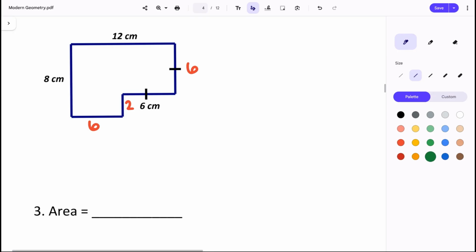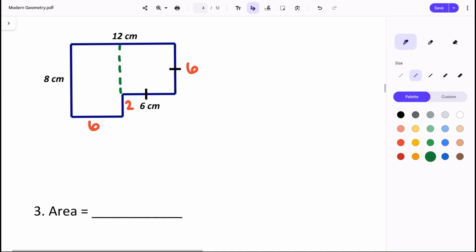Anyone have a plan of attack? How would you do this if you had to do it on your own? Okay, I heard two things. What did you say, Brady? Do you mean a dotted line going this way? Okay. What were you saying, Leah? To multiply all the numbers. Okay, we don't want to multiply all the numbers for area. You would actually add them all for perimeter.